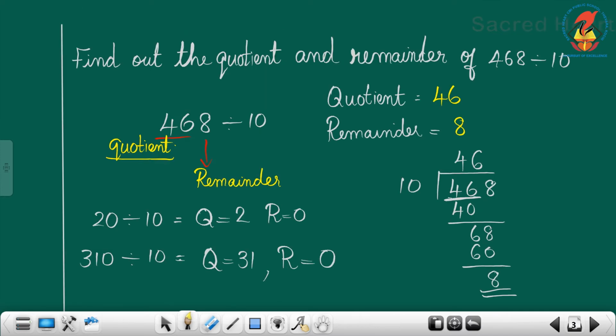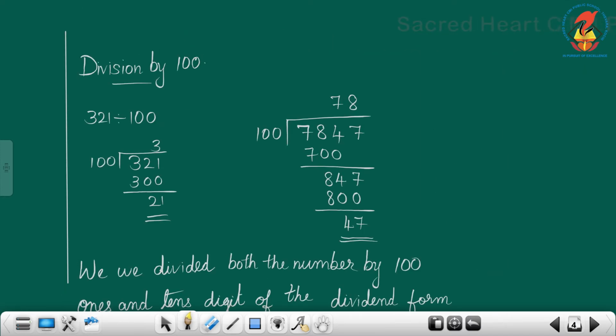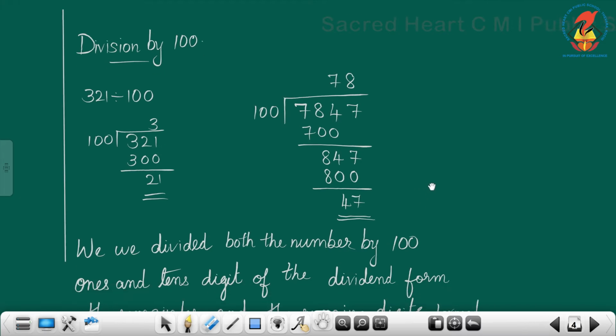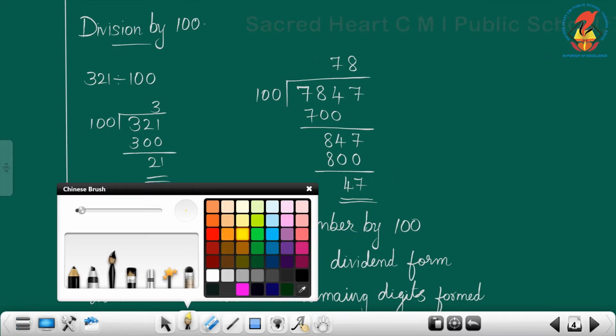Okay. So we have already finished this page. Then division by 100. This is also one.